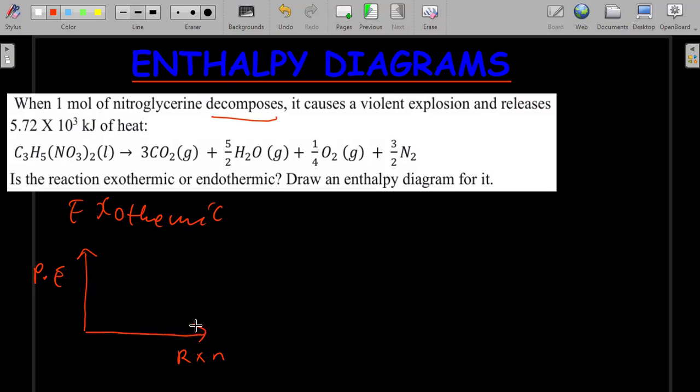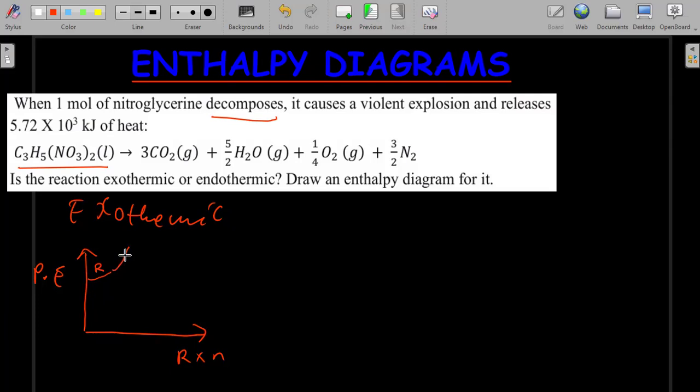Now for an exothermic reaction, in terms of energy, the reactants will have greater energy compared to the products. So the energy for the reactants will be somewhere there. You can have the energy of the reactant, which in this case is C3H5N3O9, where I've put R to show that that's where the reactants are. Then you can have what we call the transition state, which we have there on top.